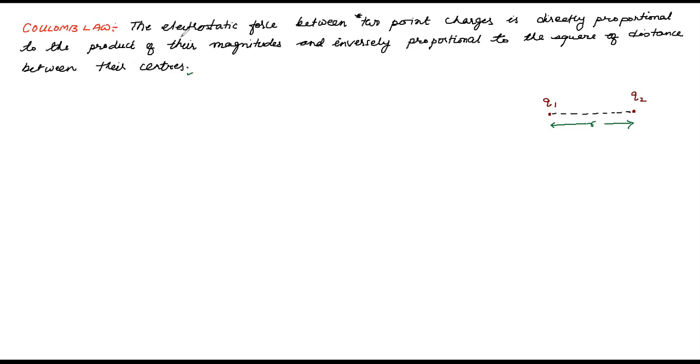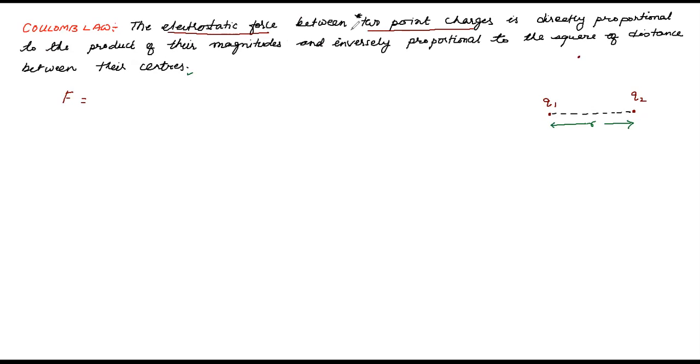What Coulomb's law says is: let us take the electrostatic force as F. According to this law, between two point charges, now what do point charges mean? Point charges means the magnitude of these two charges is quite small compared to the distance between these two charges. In that case, these two charges are termed as point charges.